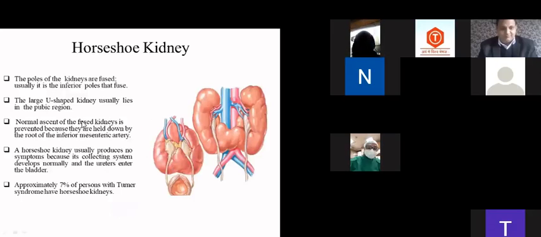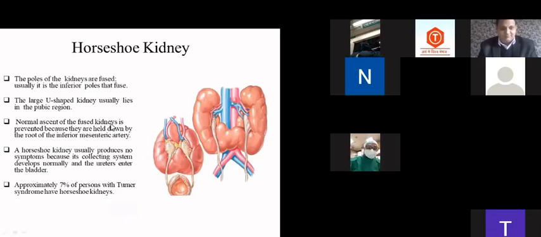Horseshoe-shaped kidneys. The poles of the kidneys, as we have seen, when they are in the pelvis, are very close to each other. The inferior poles of the kidneys are very close to each other. Sometimes they are fused in the inferior region and give rise to the horseshoe kidneys. The poles of the kidneys are fused. Usually, it is the inferior poles that are fused. The large U-shaped kidney usually lies in the pubic region.